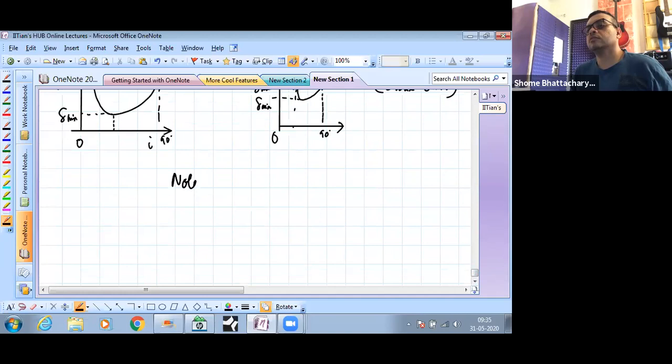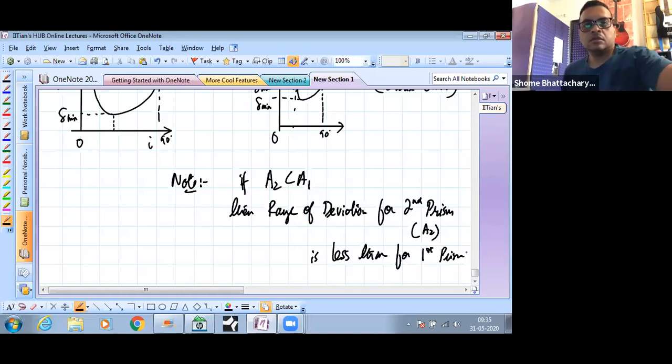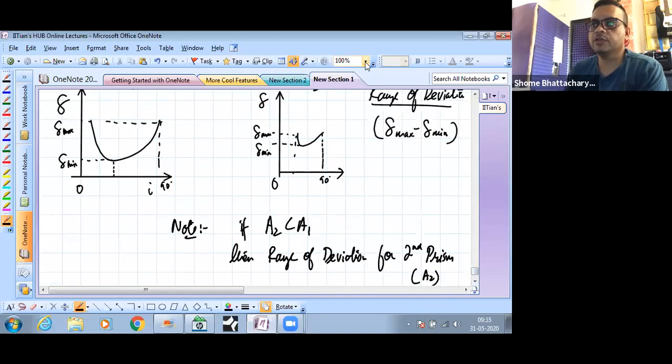So if A2 is less than A1, then the range of deviation for the second prism is less than for the first prism. So this is an important thing which we now follow into the case of extremely thin prisms also. We'll discuss.